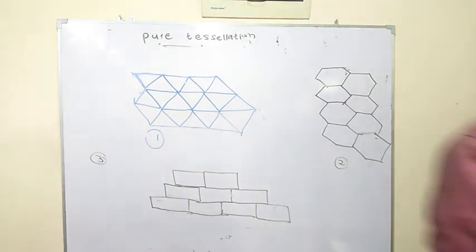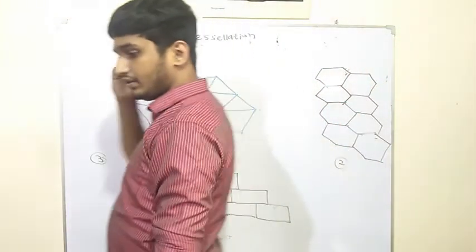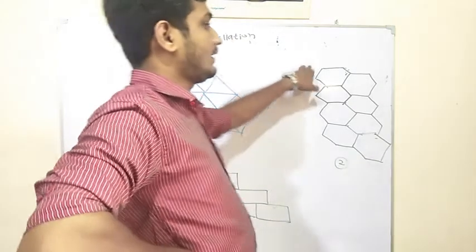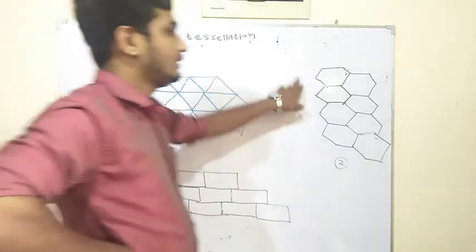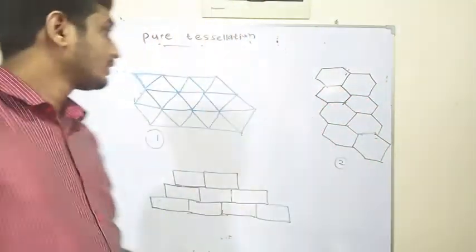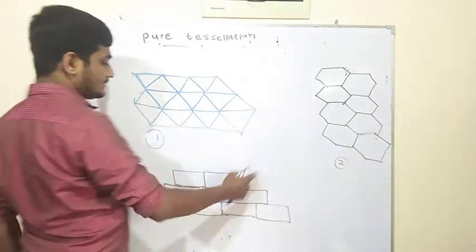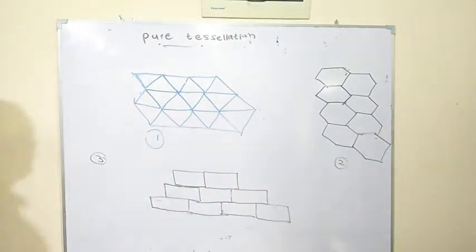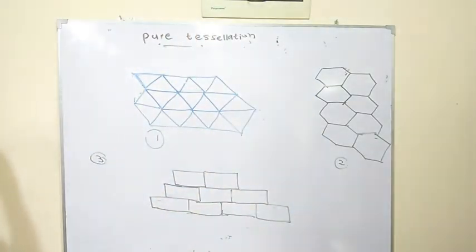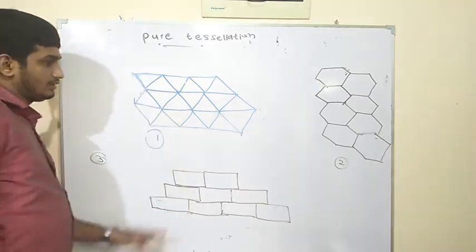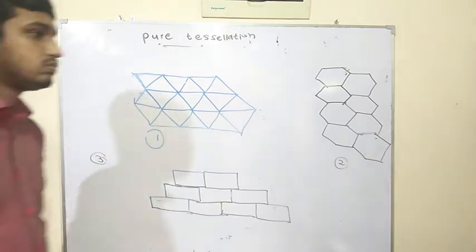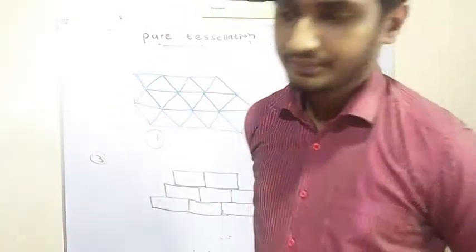Draw all the designs on the board. This figure, and this figure. In these figures you can see only one shape. Draw them nicely in your book.